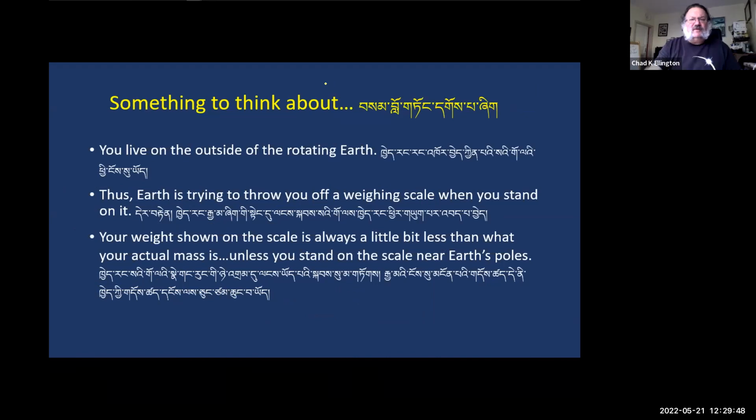I should probably skip this because we're on a rotating planet and you stand on a scale to see what your mass is. The rotation of the Earth is trying to throw you off. You actually weigh more than what the scale tells you.